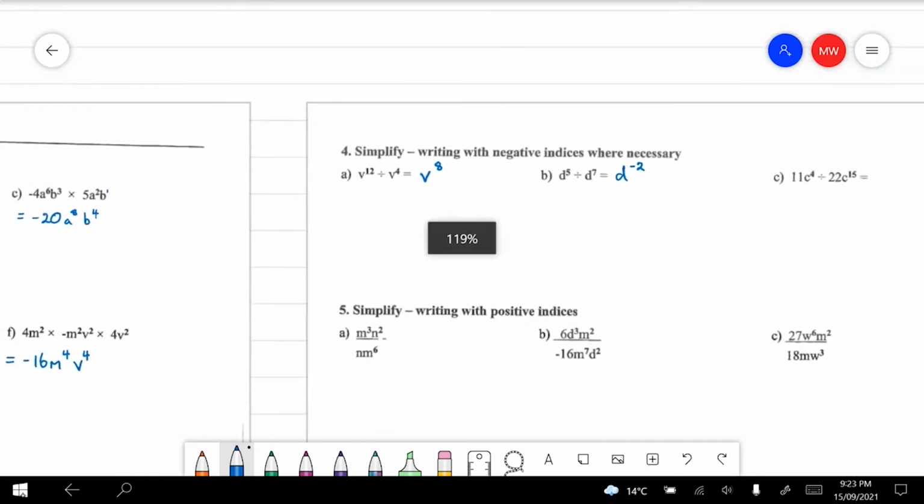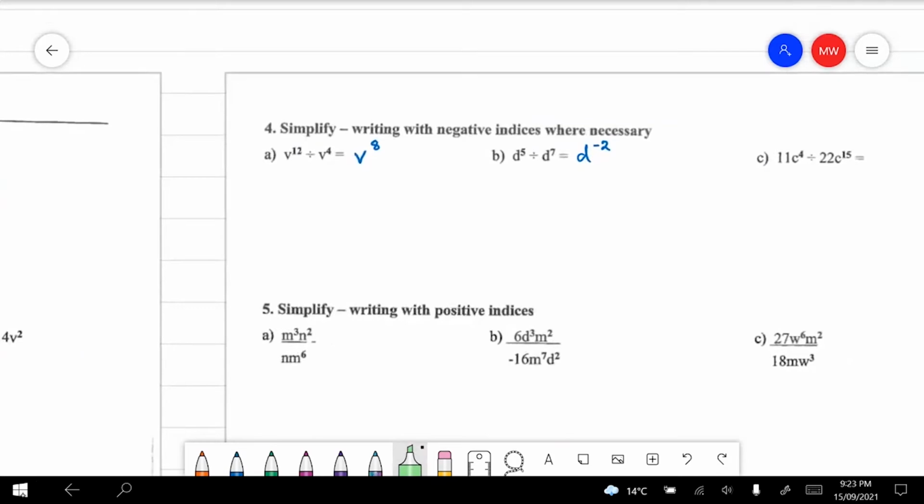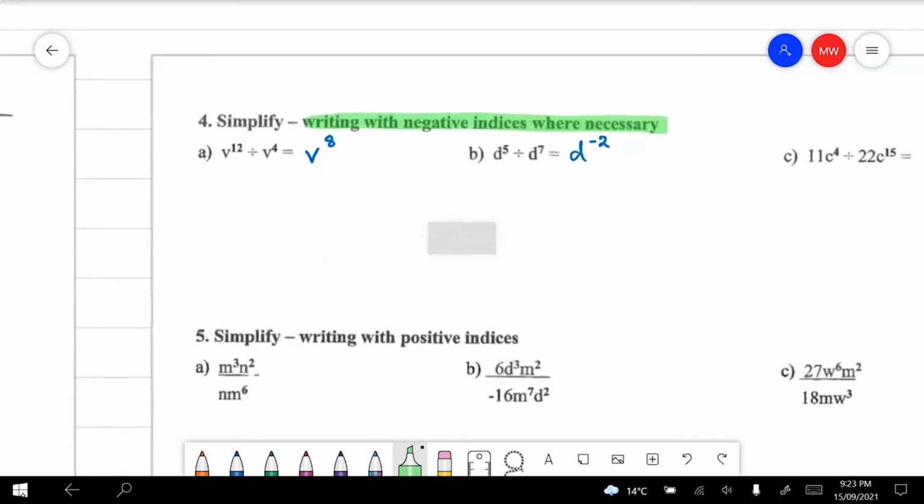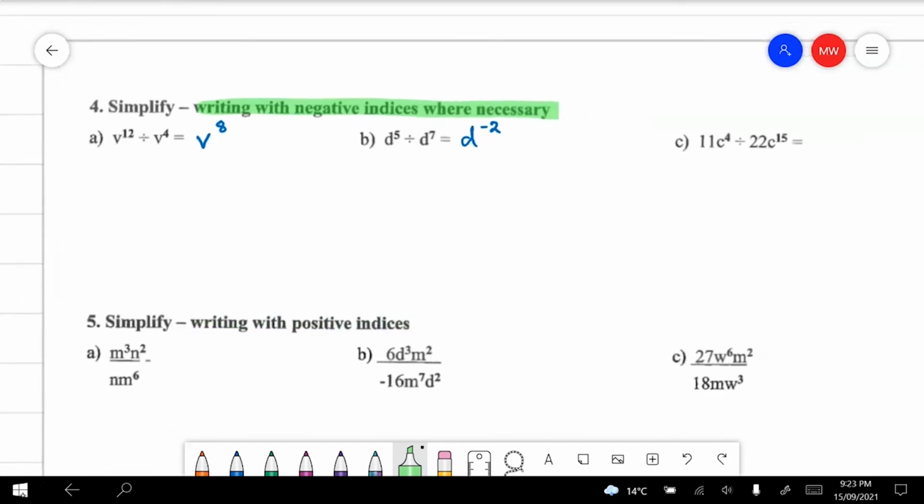Now, something we have to be a little bit mindful of here is just go back and double check the question, writing with negative indices where necessary. So it's fine to leave question B as a minus 2, but in the next question, just skipping ahead, we need to write it with positive indices. So when we get to that, I'll show you how to do that.